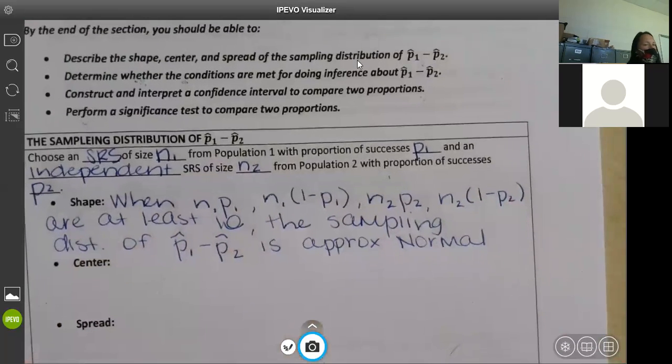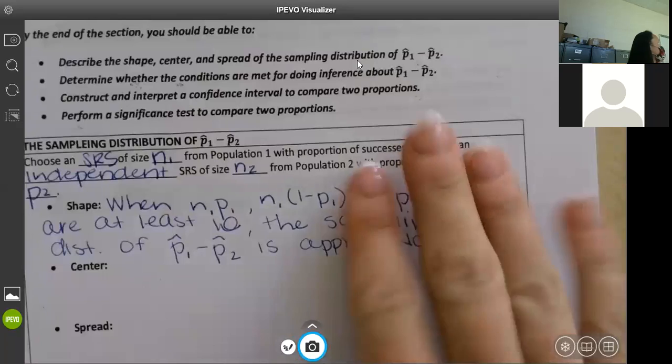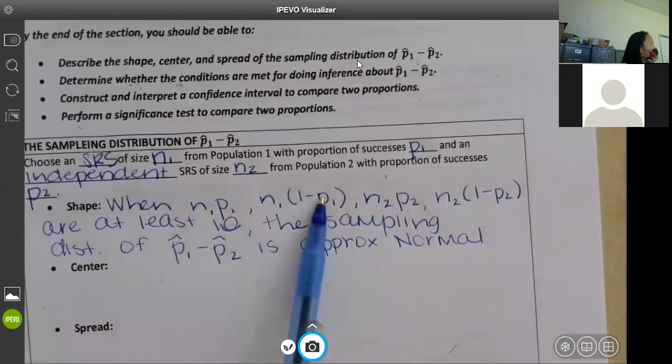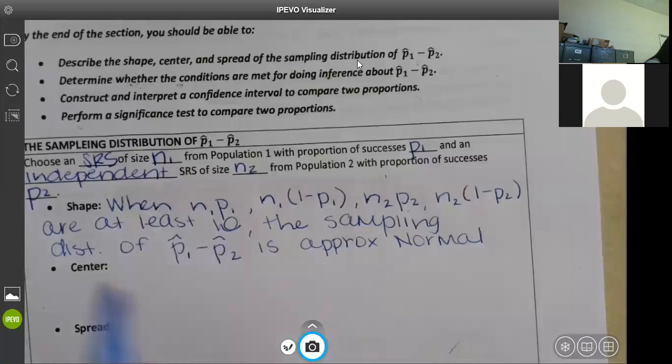What is this? Large counts. So remember, with proportions, we do large counts, right? Is everybody good with that? That's exactly what that's saying. So when we test random, 10%, large counts, now we have to do 2 different ones, okay? So we have to check the first proportion and then the second proportion as well. Got it?